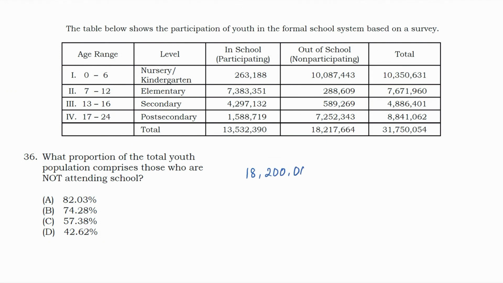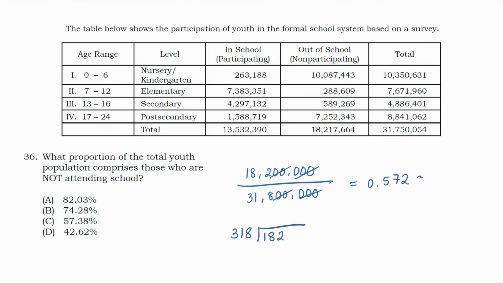18,200,000 over 31,800,000. So, makakancel na lahat ng 0. And then, i-divide nyo na lang 182 divided by 318. Yan. So, kayo na bahala mag-compute nito. Yung makukuha nyong sagot dito is equal to 0.572. So, this one is approximately equal to 57.2%.